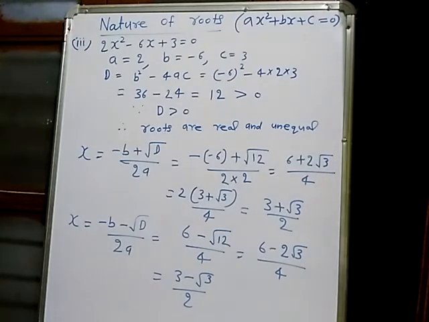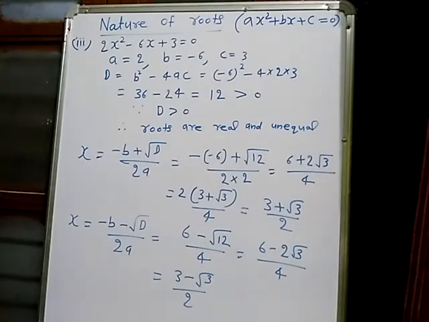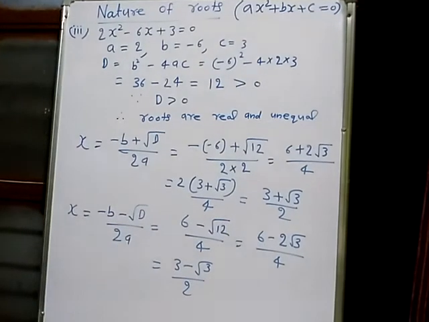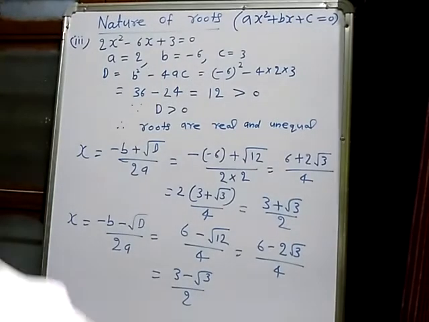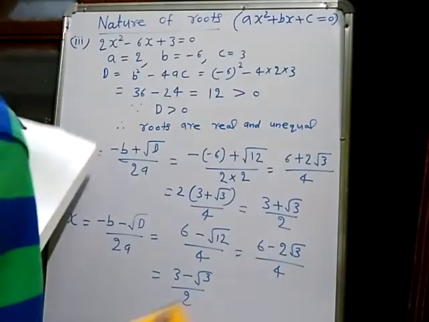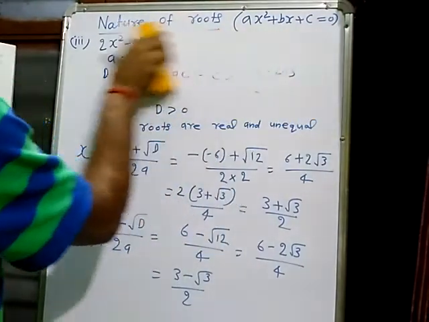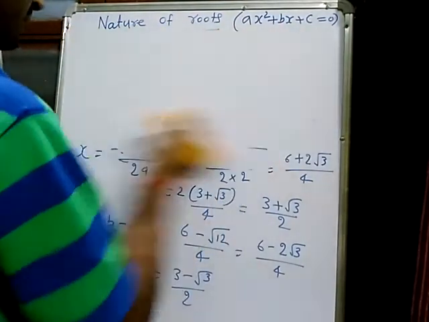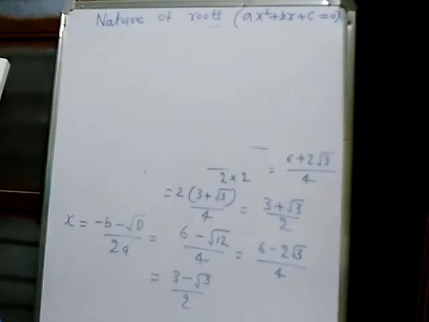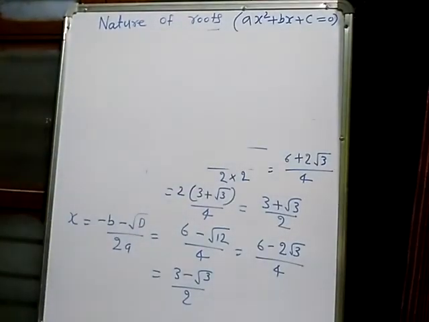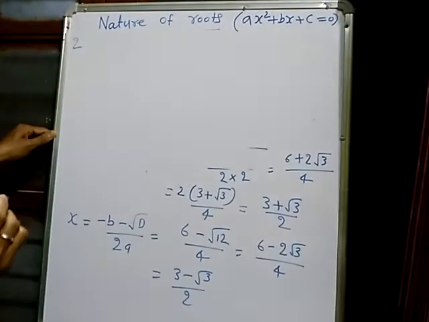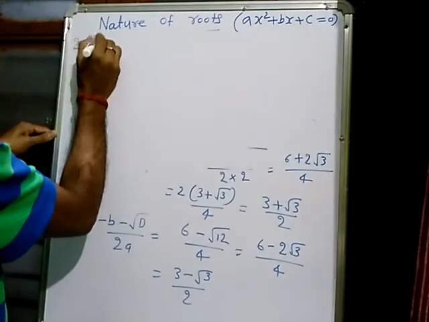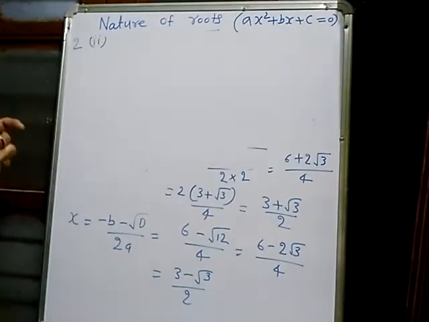Question number 2. You can see this question is given: find the values of k for which the following quadratic equation has two equal roots. Question number 2, I will explain one part of it, the second part.